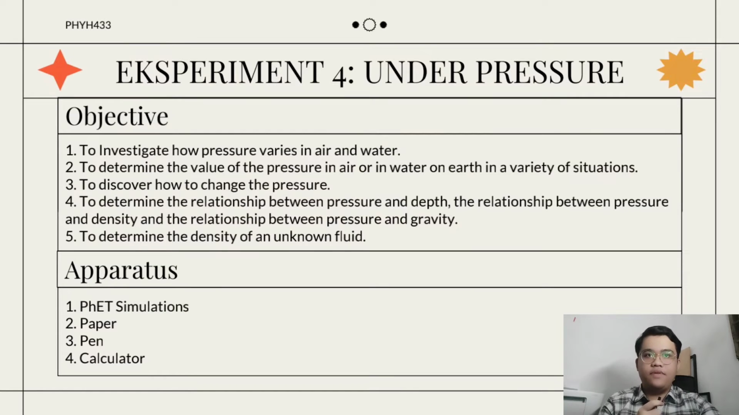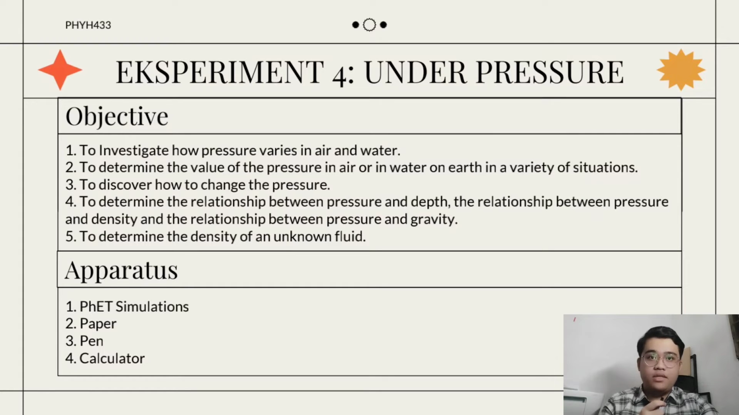The objective is first to investigate how pressure varies in air and water. Second is to determine the value of the pressure in air or in water on Earth in a variety of situations. Third is to discover how to change the pressure. Fourth is to determine the relationship between pressure and depth, pressure and density, and also pressure and gravity. Lastly, to determine the density of an unknown fluid.